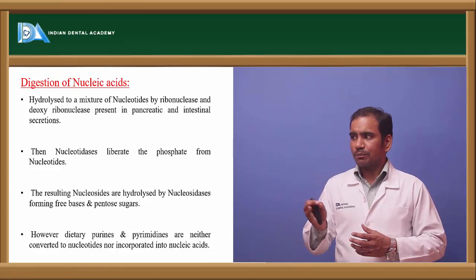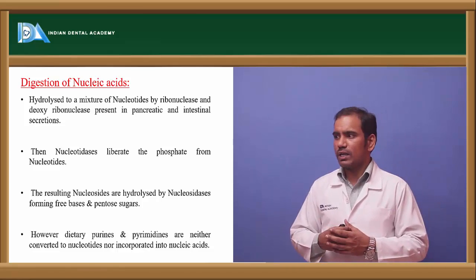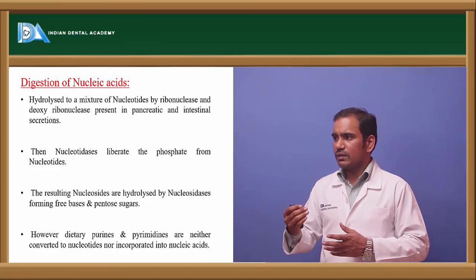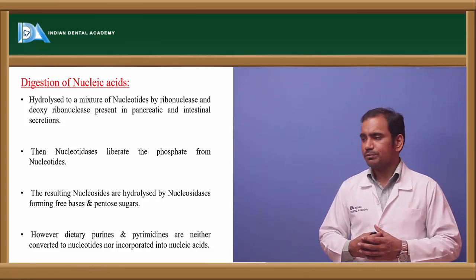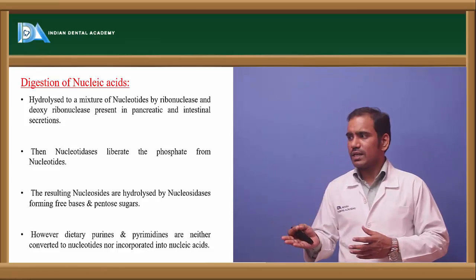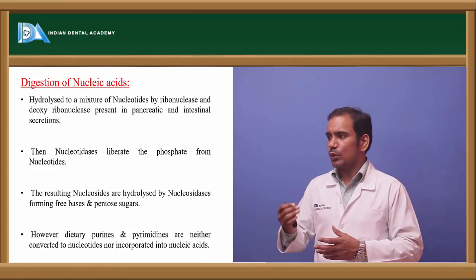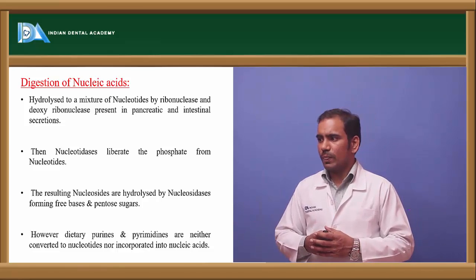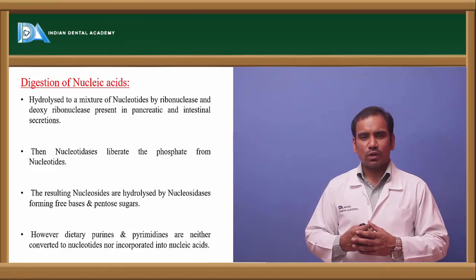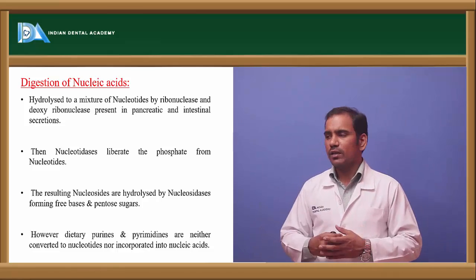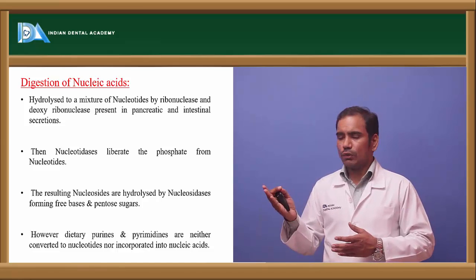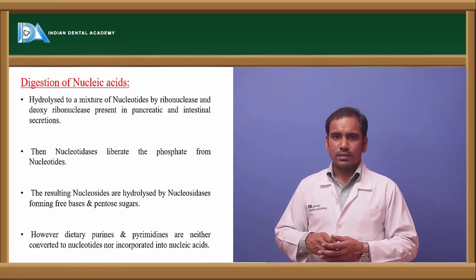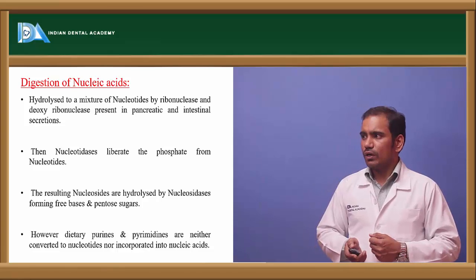When the phosphate is removed, it results in the formation of nucleotides. Those nucleotides are again acted upon by the enzymes called nucleotidases, and when nucleotidases act on nucleotides, they release the phosphate, resulting in the formation of nucleosides. Nucleosides again are acted upon by the enzymes called nucleosidases, so that it releases the free bases and pentose sugars are removed. Right? So this is how whatever nucleic acids you take in the diet are hydrolyzed by ribonucleases, deoxyribonucleases, nucleotidases and nucleosidases. So this is the digestion of nucleic acids.